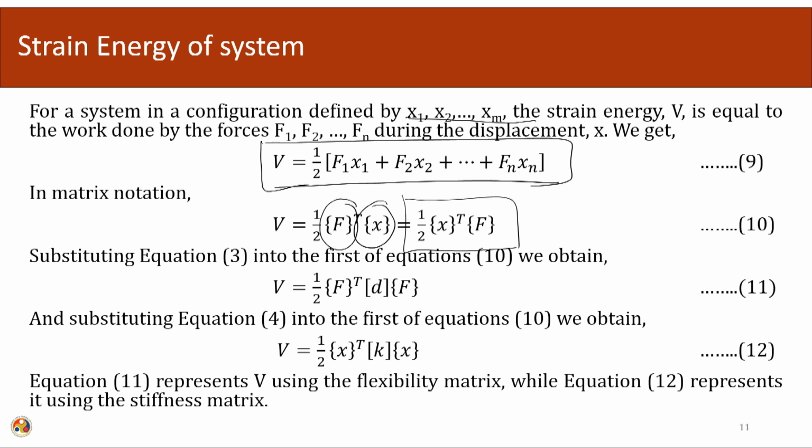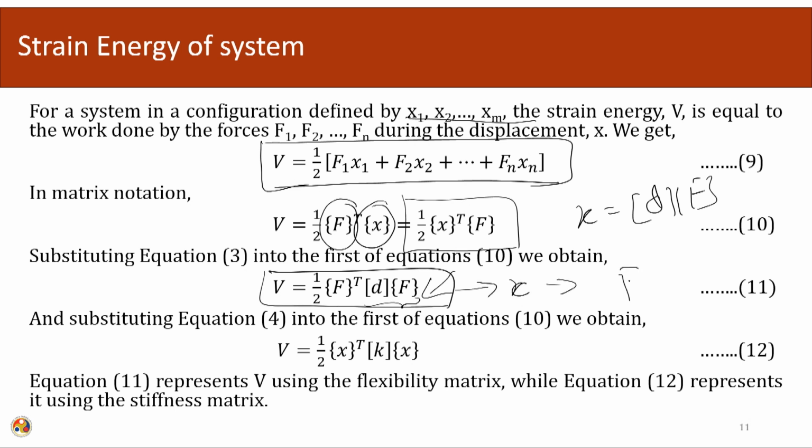So, if we substitute the equation for the displacement, x, we know x is given by the flexibility matrix times the force matrix. If we substitute it back into the equation, we get this form. So, here we are substituting x and replacing this by f. Similarly, what we can do is replace f by x. So, if we are replacing here, we will introduce the flexibility term, or if we are doing it here, we will introduce the stiffness term. So, both of these are representing the same quantity.